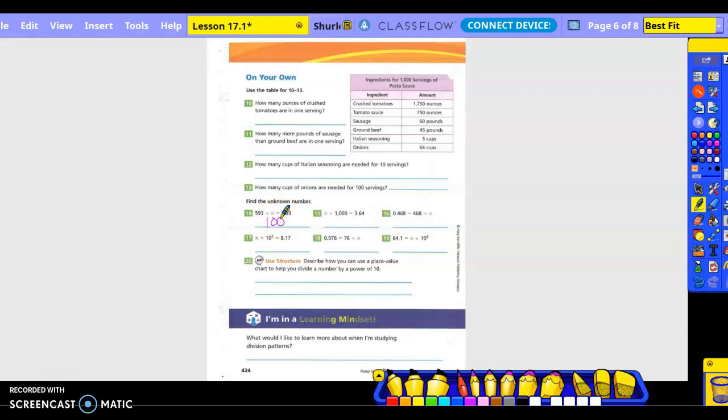Okay, let's look at this one. Something divided by 1,000 got me 3 and 64 hundredths. So instead of dividing, I need to do the reciprocal and multiply. So I need to move the decimal 3 places to the right. So I'd have 3, 6, 4. So that's 2 places, and then I need to add. So 1, 2, 3, and add a 0. So my answer is 3,640.